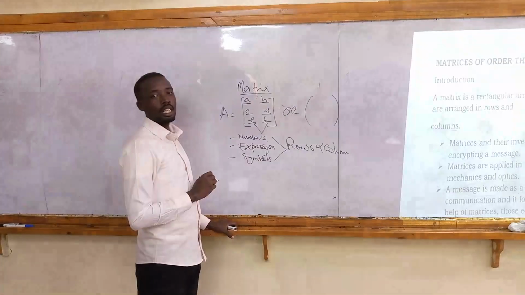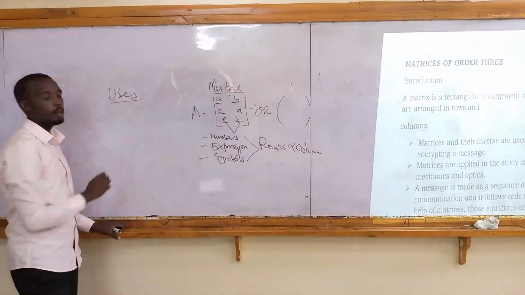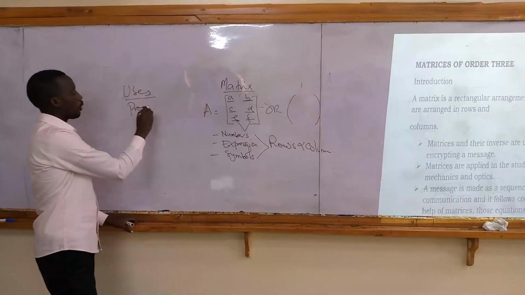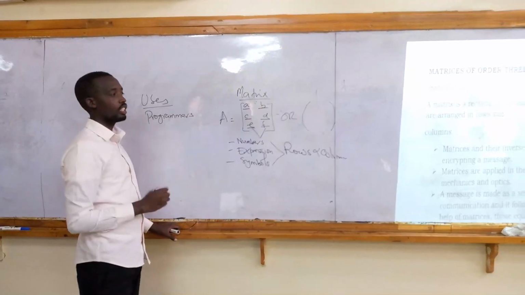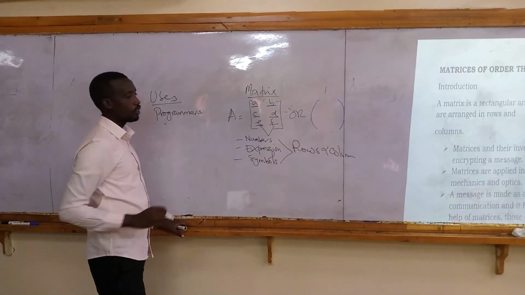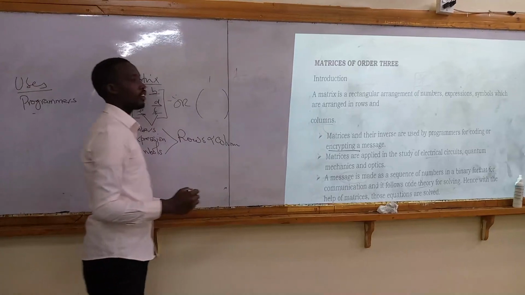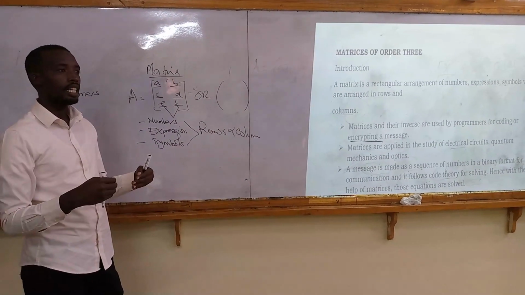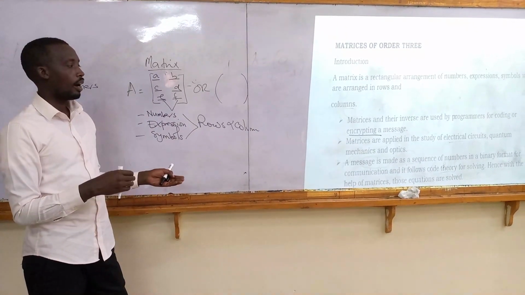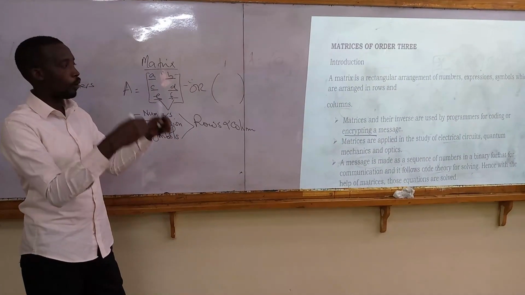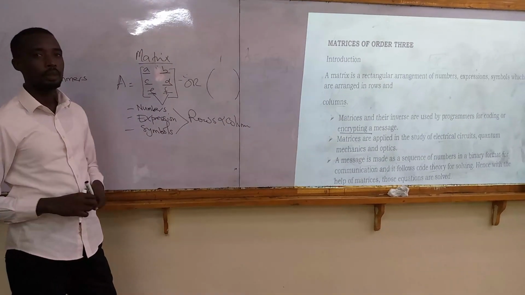So where do we use the matrix? The matrix is used by programmers for coding. They use matrices for encrypting a message. Encrypting means that they transform data such that it cannot be accessed by an unauthorized user. So those programmers use matrices and their inverses for coding and encrypting messages.